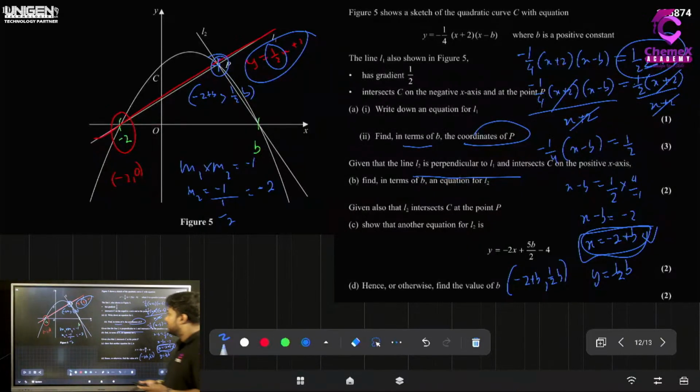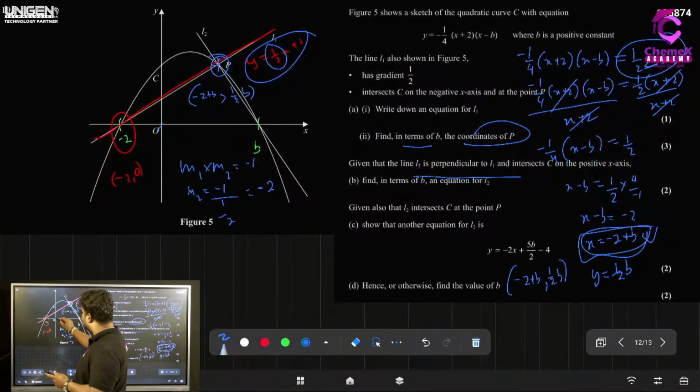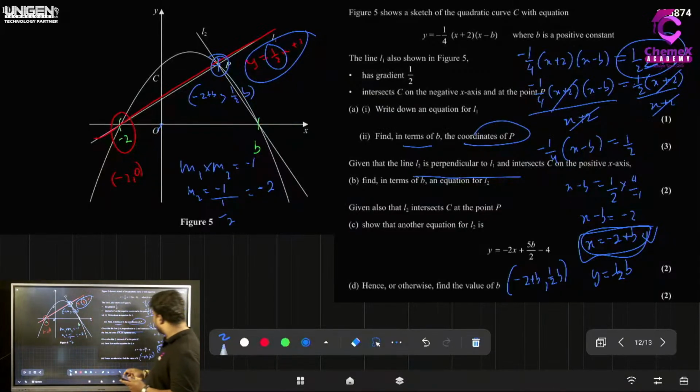Then, since you know the coordinate it goes through, they say L2 is perpendicular to L1 and intersects C at a positive x-axis point, which is B. We found that x minus b equals minus 2, so b is equal to x plus 2. So b equals x plus 2.